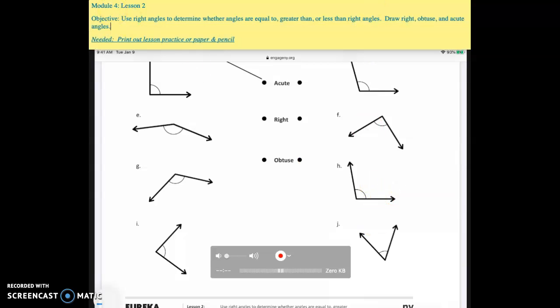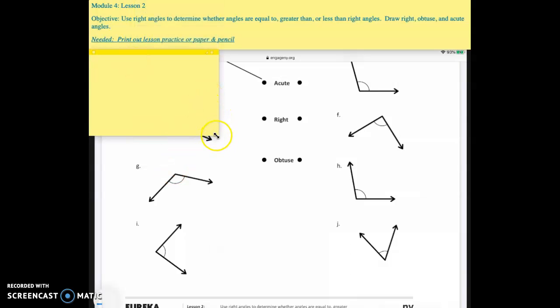And I lost my sticky. Where did it go? Okay, just get a new one then.